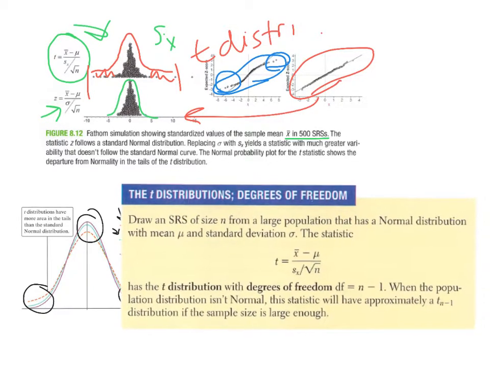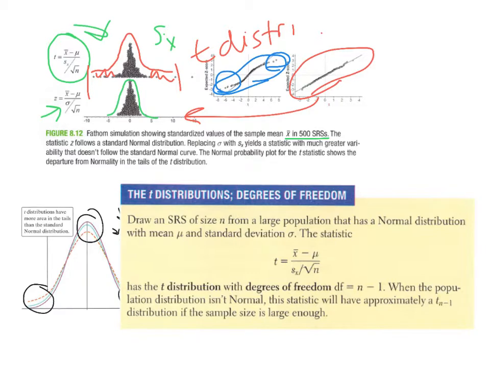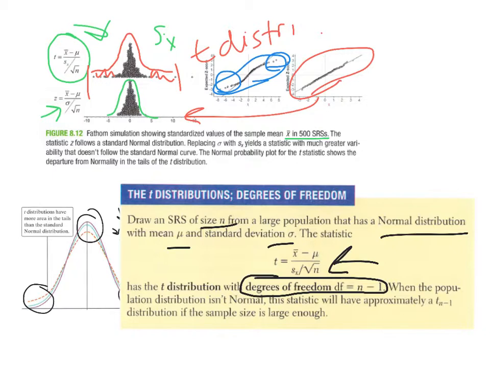Right, and this is going to involve our degrees of freedom, this t distribution. When we are drawing a t distribution, we're taking an SRS of size n from a large population that has a normal distribution. So the population has to have a normal distribution. I need a sample size n with a mean of mu and a standard deviation of sigma. The statistic, right here, has a t distribution with degrees of freedom n minus 1. This is also different from our z samples. Degrees of freedom are coming into play now. Remember, degrees of freedom are n minus 1, so our sample size minus 1.